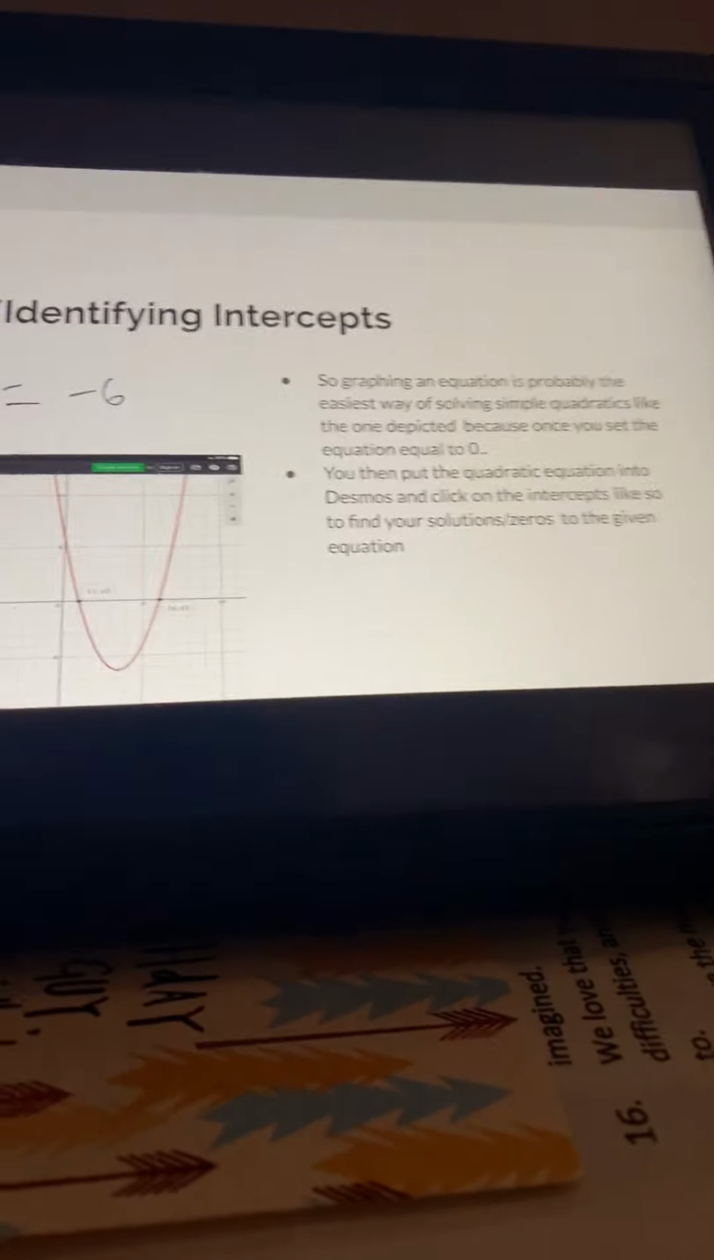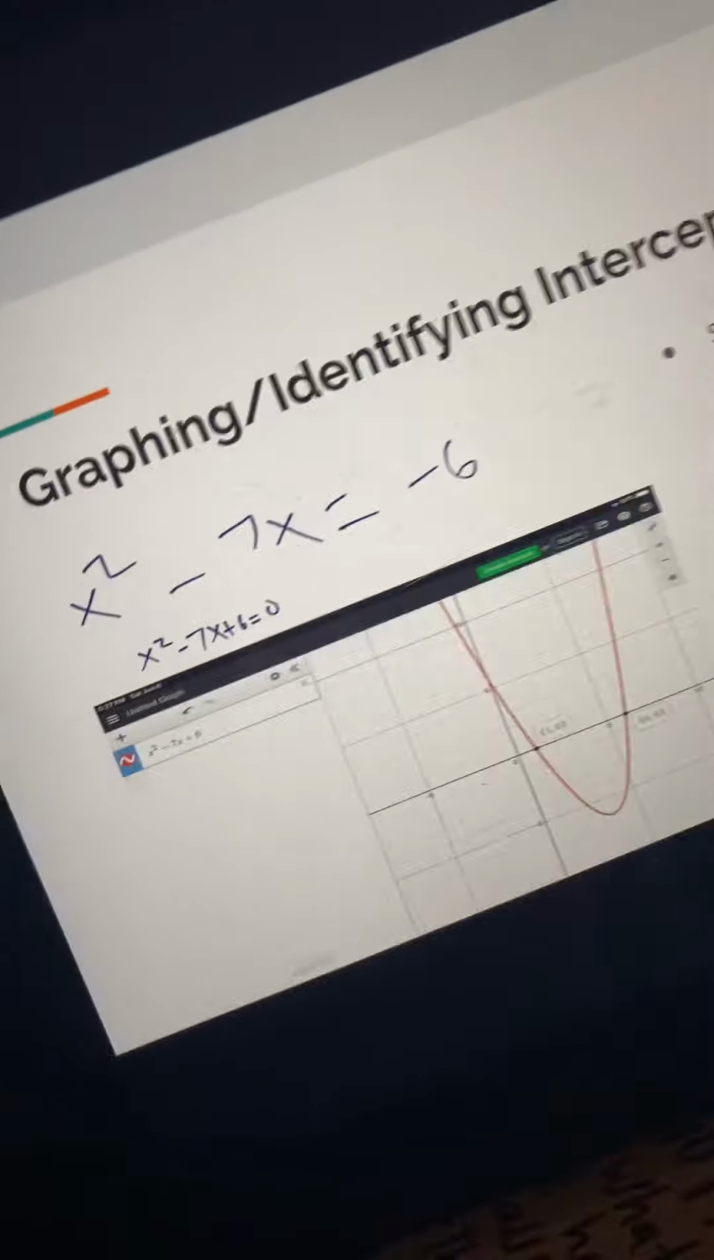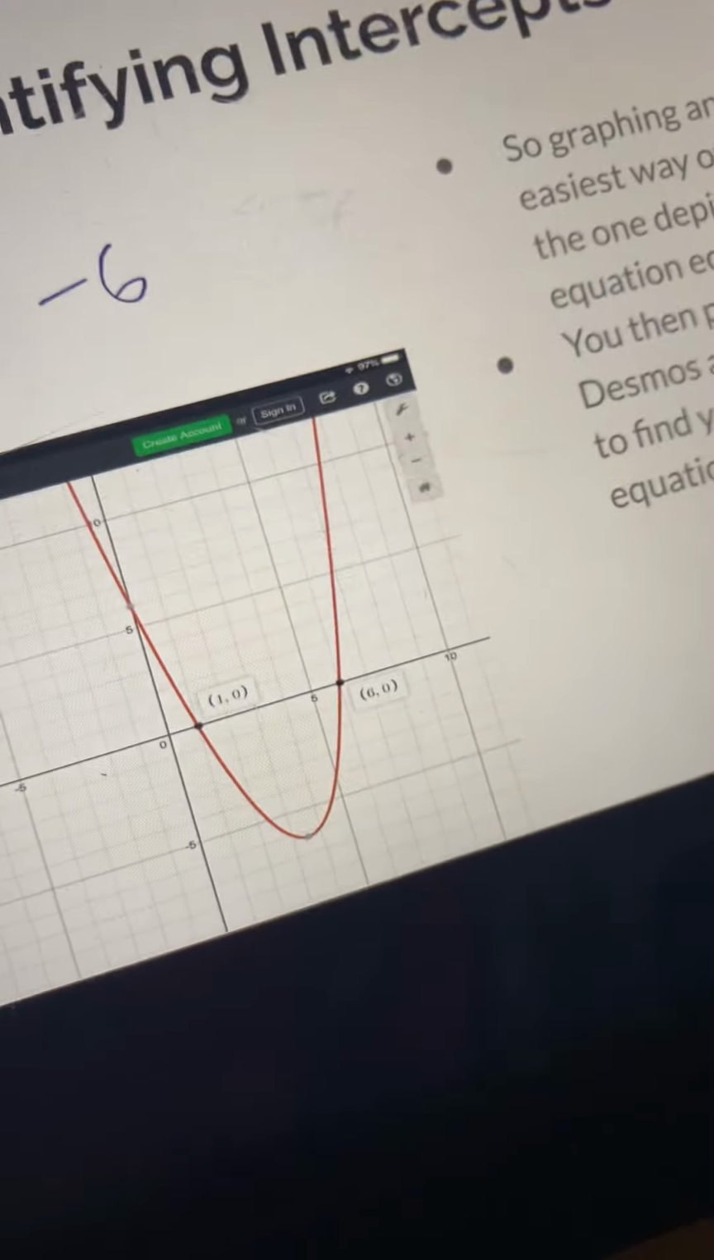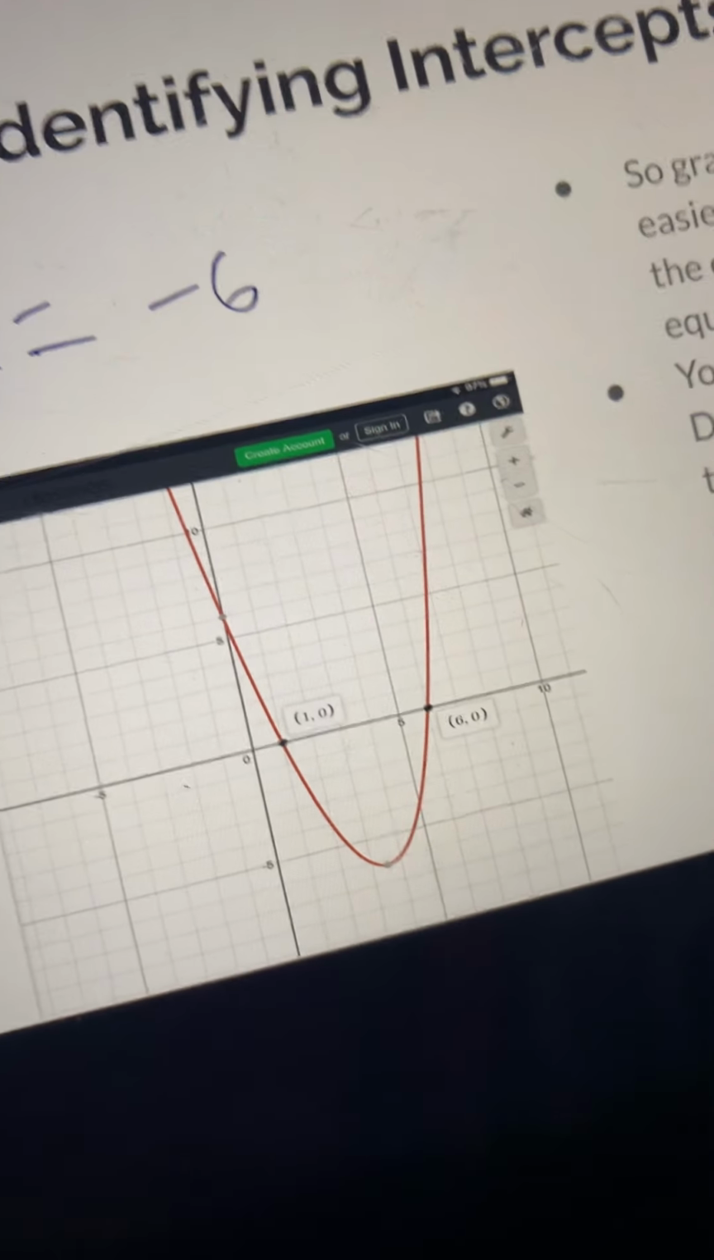So the first one is just graphing and identifying intercepts. I use the example x squared minus 7x equals -6. In my opinion, graphing an equation is probably the easiest way of solving simple quadratics like this one, because once you set the equation equal to 0, like right here, once you add 6 to both sides, all you have to do is put the quadratic equation into Desmos and then click on the intercepts, and then right there are your zeros and the solutions to the given equation. So that one is pretty simple in my opinion.